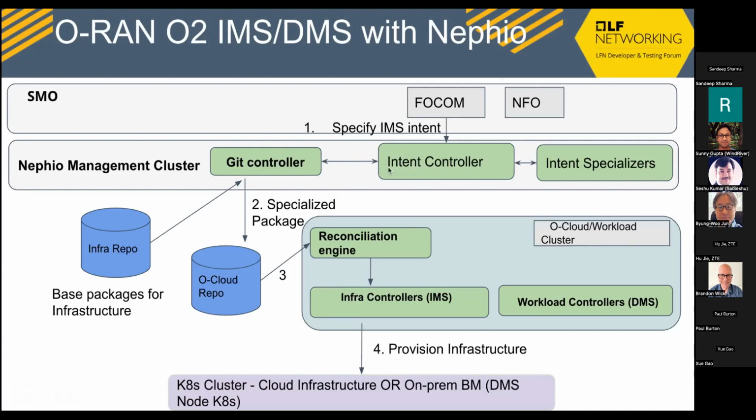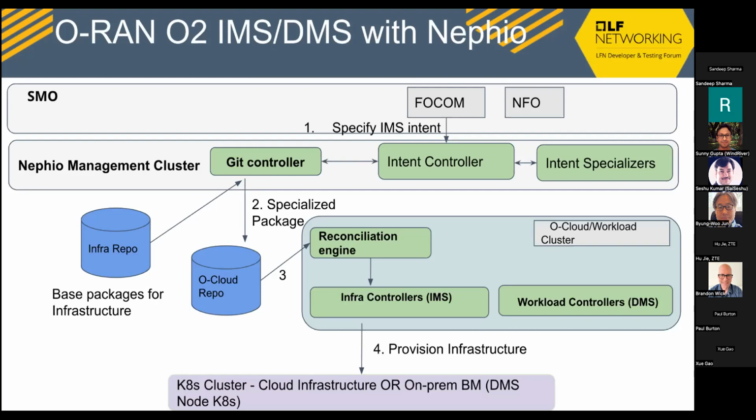The intent controller can pull the base package from a repo, which we can call the infrastructure repo, via a Git controller. Then this intent controller takes the base package and enhances and curates it as per the intent that is specified. For example, the base package will not contain any information about in which region I want to spin up an EKS cluster. Based on the intent, it can enhance this package and fill in the information about regions, etc.